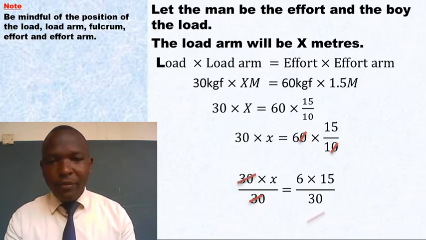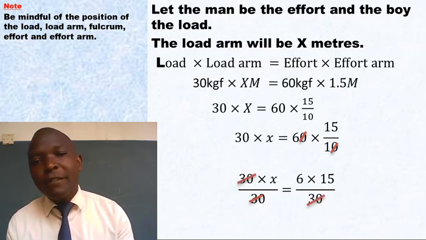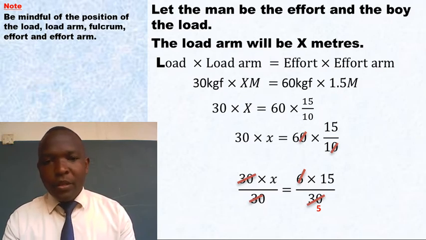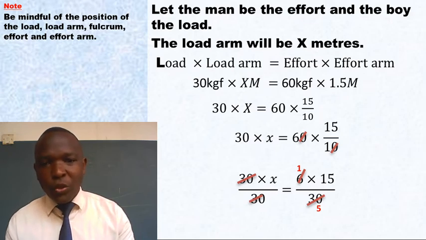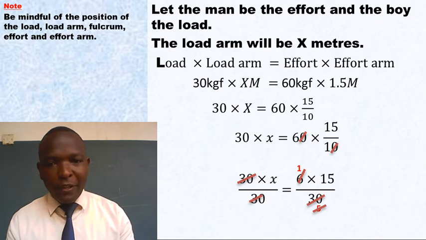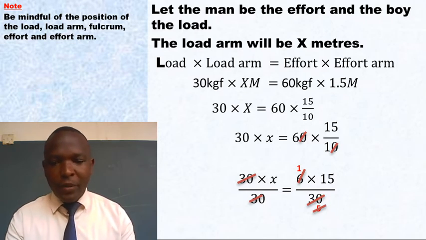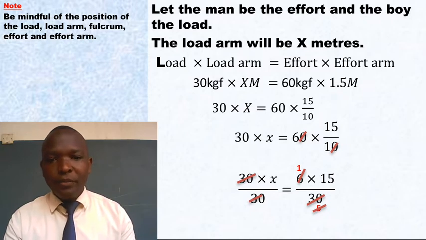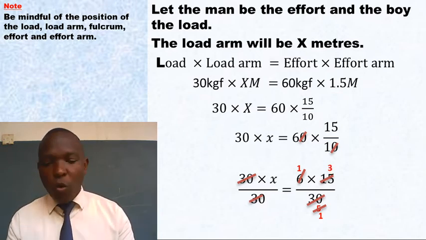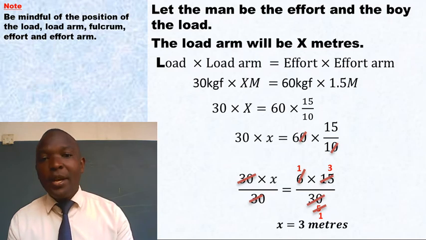So on our x side, that 30 goes by 30, we have 1. On this side you have 30 by what? That is now 6 by that. We have this 5, and then we have 1. So we have our x equals 1 times 15, remembering we have that 5 there. That is 5 by 5, it is 1. Then 15 by 5 we get 3. So we remain with 1 times 3, which is our x at 3 meters.